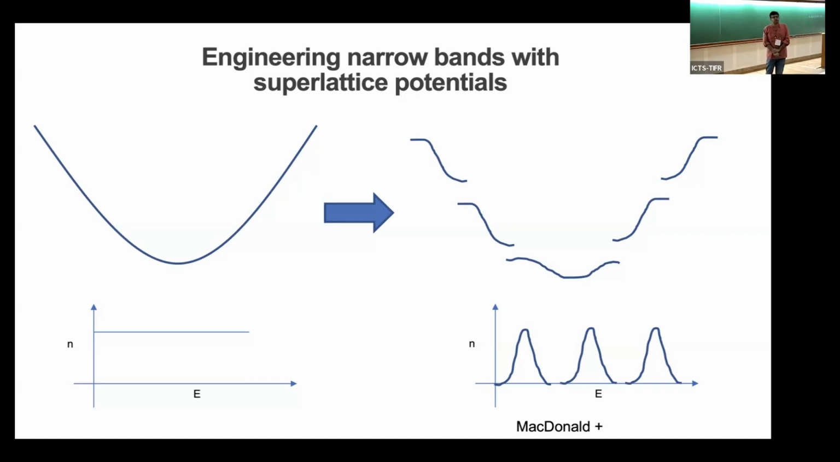And if you work that out into real space and ask what the superlattice potential should be, it should be on the order of 5 to 10 nanometers. That's the typical length scale we're talking about.